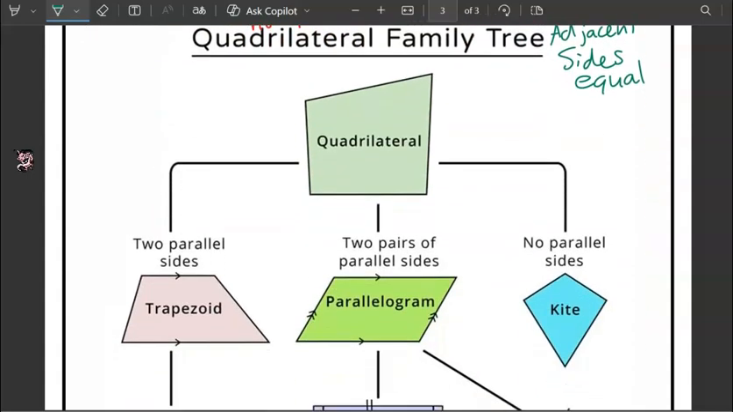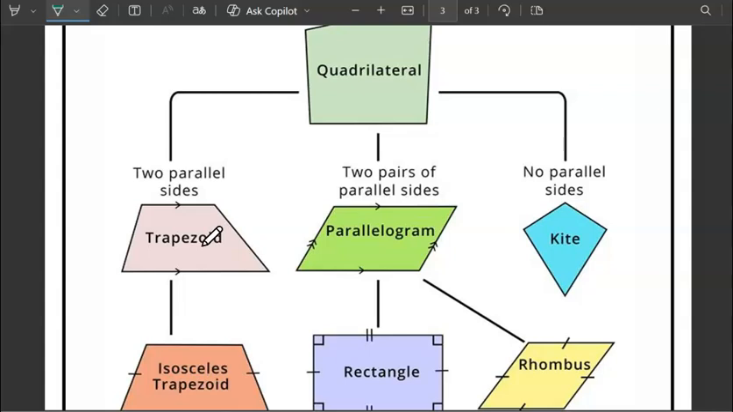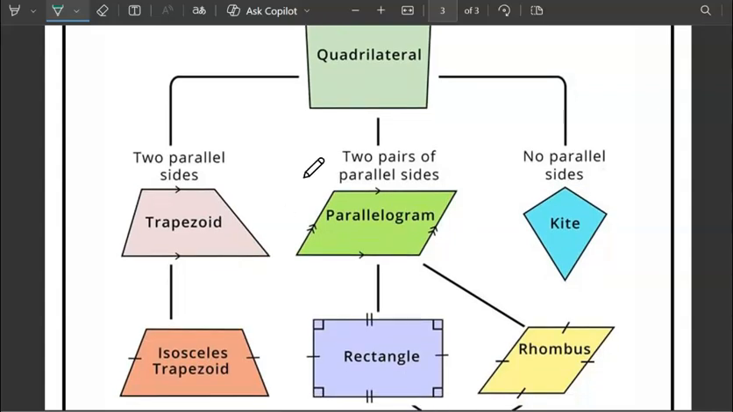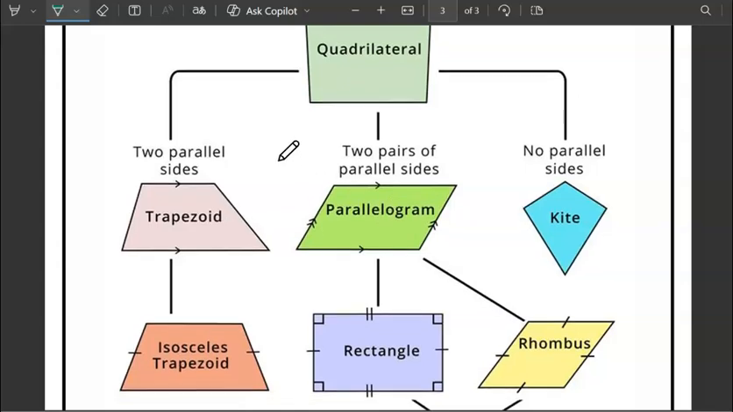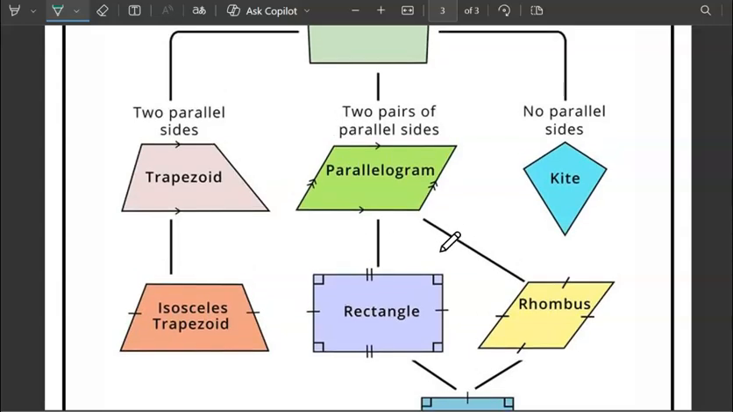And then we have our quadrilateral family tree. We have quadrilaterals. If they have two parallel sides, it's a trapezoid, or a parallelogram if it has two pairs of parallel sides. If it has no parallel sides, it's a kite. Now for trapezoids, you could have an isosceles trapezoid if those two sides that are not parallel are equal to each other.